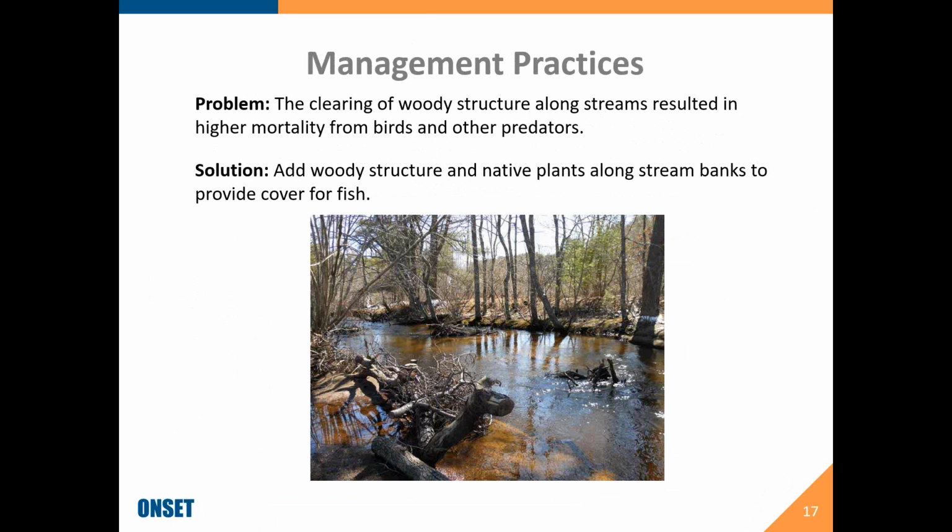Another problem they found is that the clearing of the woody structure, clearing of stumps and trees along the streams, actually resulted in a higher mortality from birds and other predators eating the brook trout. So the solution to that was to actually add back in woody structure, throwing in some stumps and cutting down some trees so that they fall into the stream, and that helps provide cover for the fish.